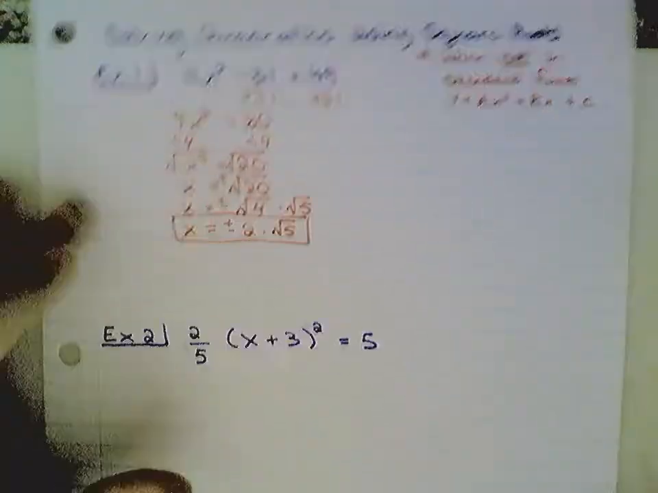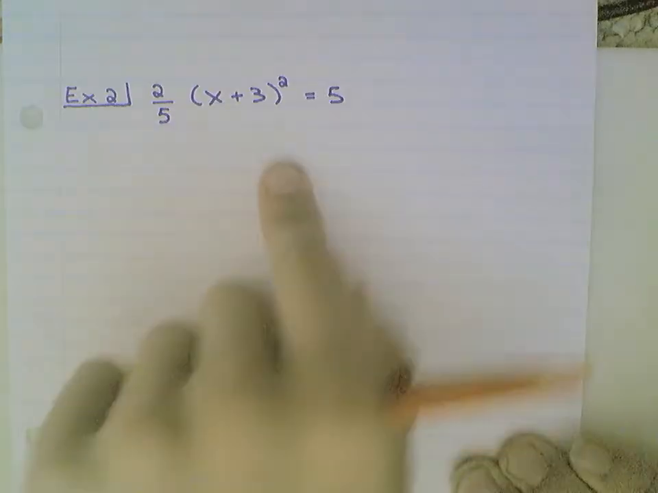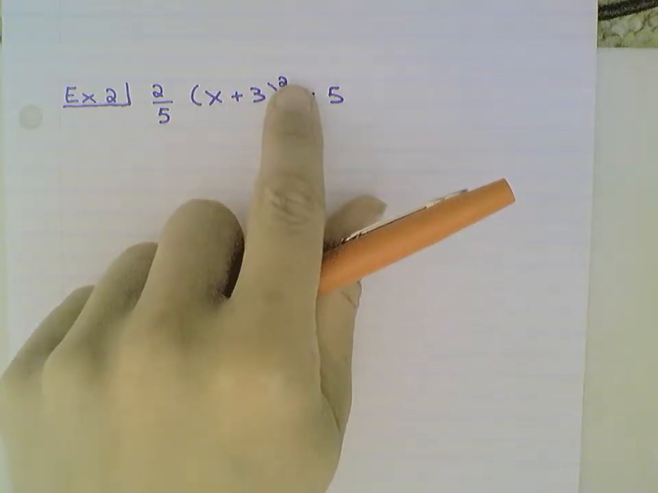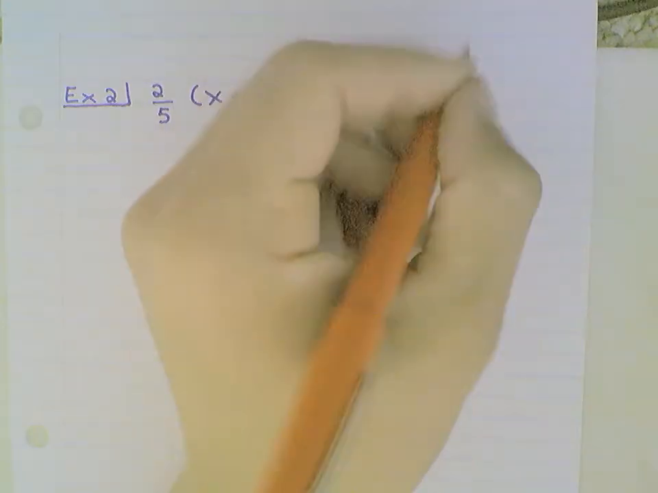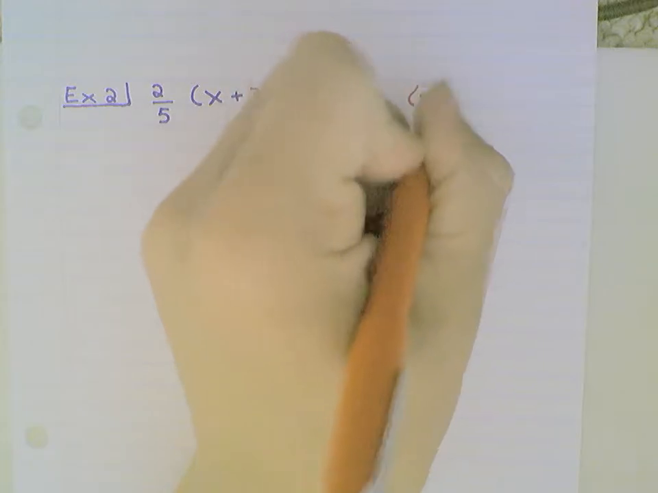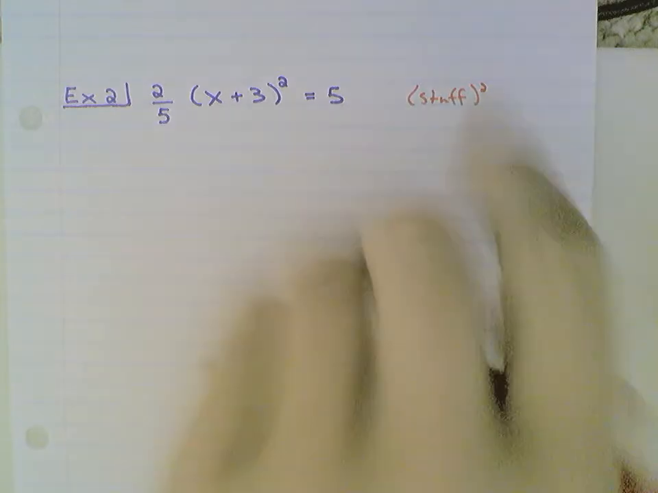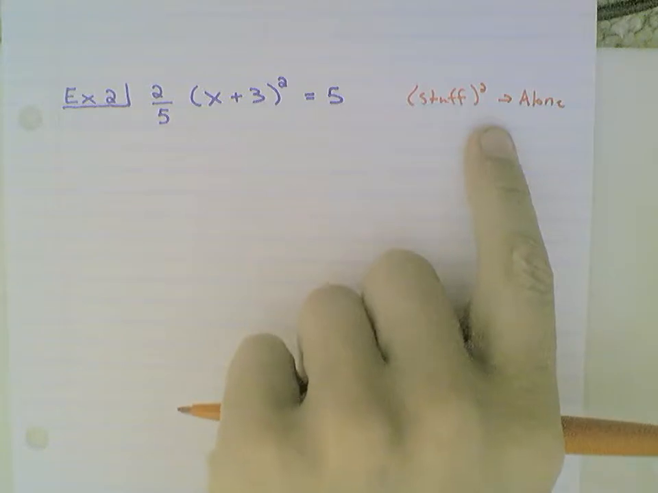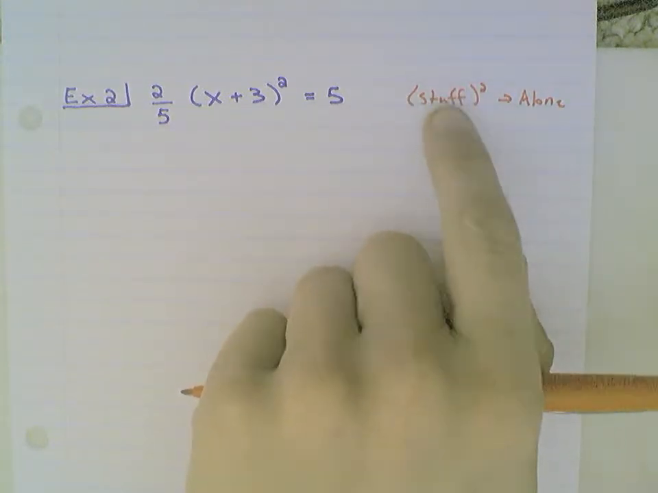Looking at my second example here, once again, I notice that it's not in standard form. And this time I have x plus 3 inside the parentheses being squared. But I'm still going to follow the same steps I did last time. The first step is always to get the stuff that is being squared alone. If there's anything attached to it, whether it's added to it or multiplied to it, I want to get the stuff being squared alone.